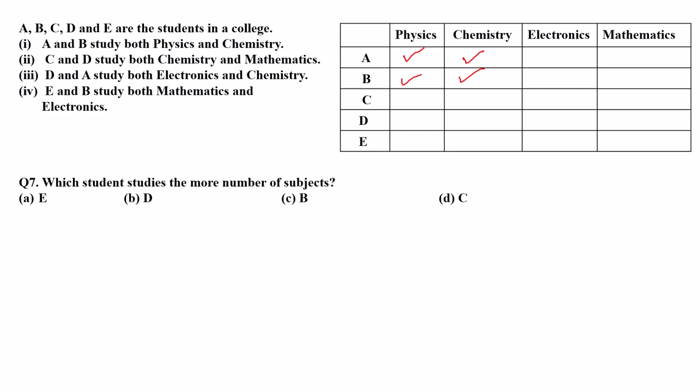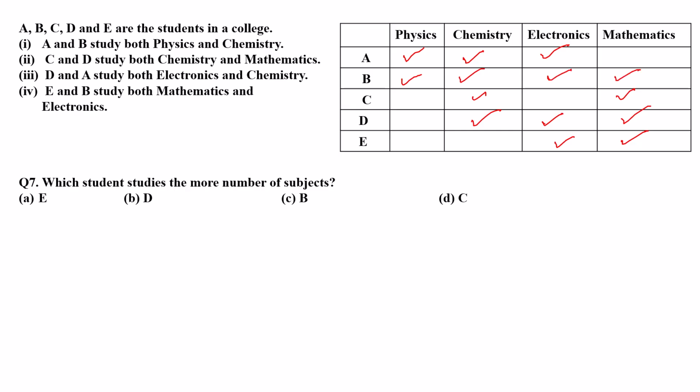Next, C and D study both chemistry and mathematics. So both chemistry and mathematics. Next, D and A study both electronics and chemistry. So electronics also D studies. Chemistry is already marked, and A also studies electronics and chemistry. Then E and B study both mathematics and electronics. So E studies both electronics and mathematics. B also studies both electronics and mathematics.